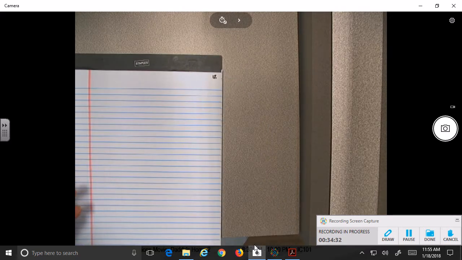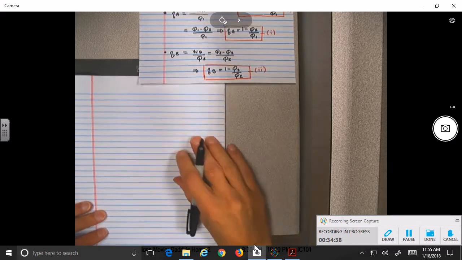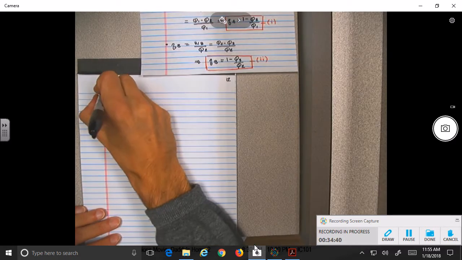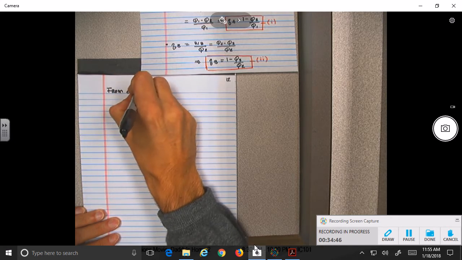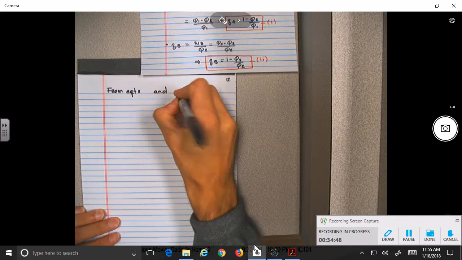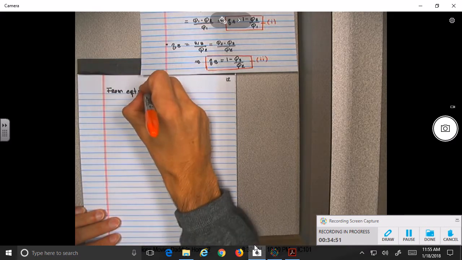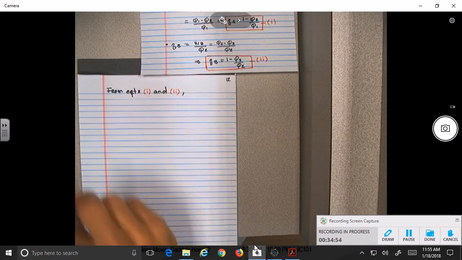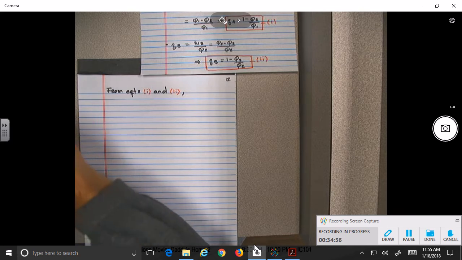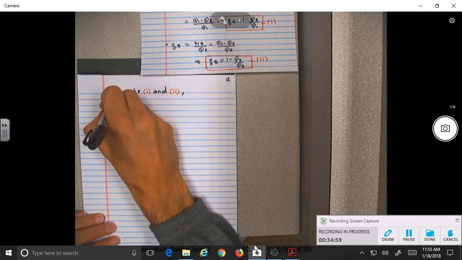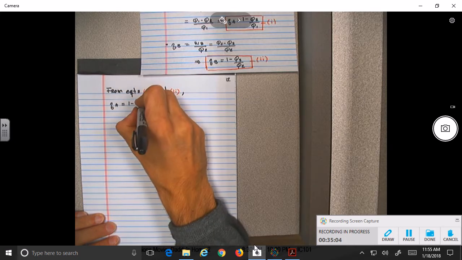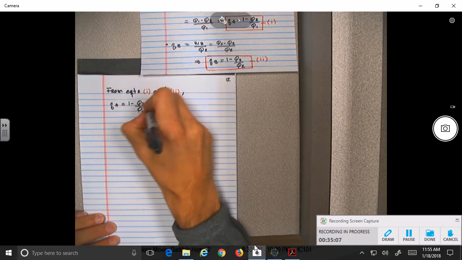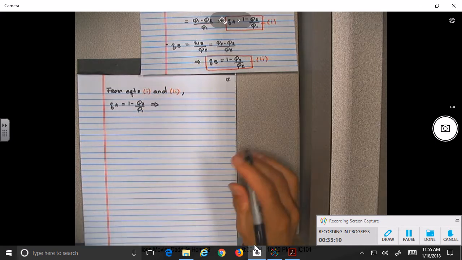Okay, so page 12. So let's see. Let's say from equations 1 and 2. Let's see, what can we get? So the first one will be efficiency of A equal 1 minus Q2 over Q1.